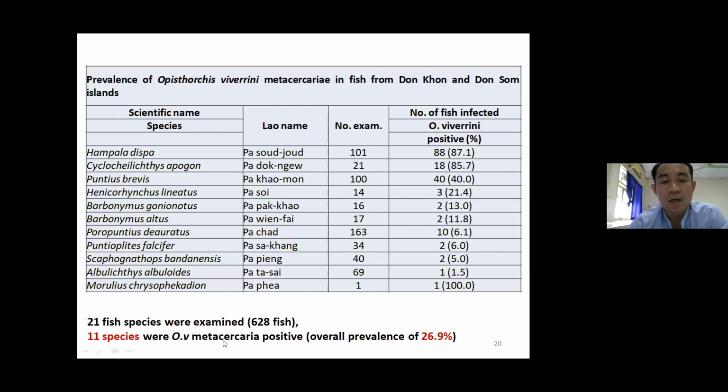11 species were OV positive, an overall prevalence of 26.9% for the second intermediate host for Opisthorchis viverrini. You can see the most heavily infected fish were Hampala and Dispa. This is Pasud in Lao language that we collected. 101 Pasud, and we found around 87.1% infected.